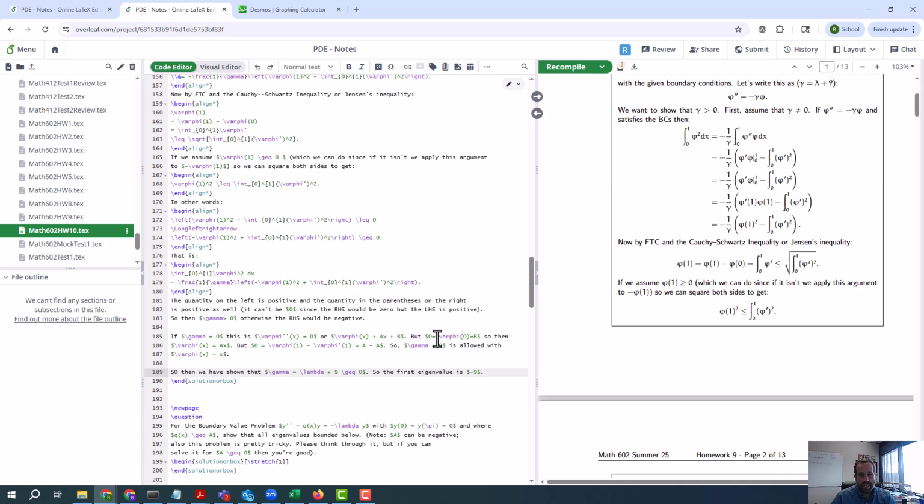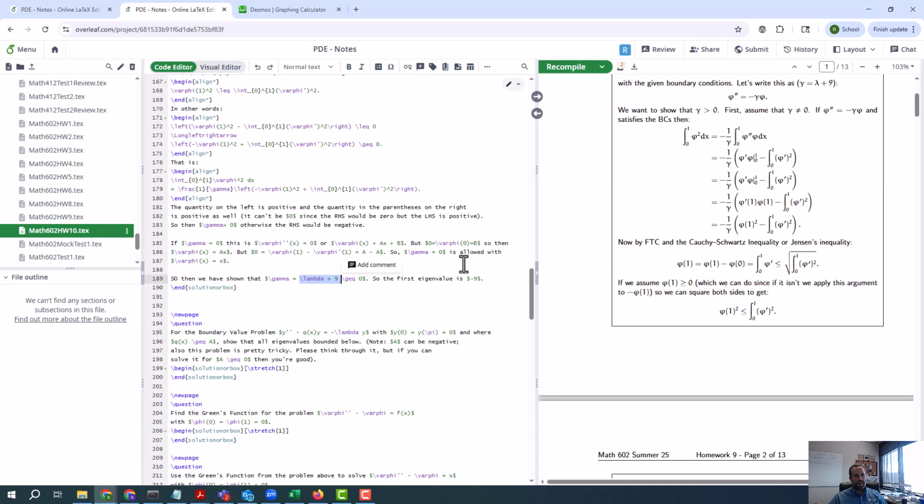Now, like I said, on the test I'm going to tell you something like, you may assume that lambda plus 9, or whatever the appropriate thing is, is greater than or equal to 0. And so all of this work right here for this particular style of problem, you wouldn't have to do. Okay, so the first eigenvalue is minus 9.